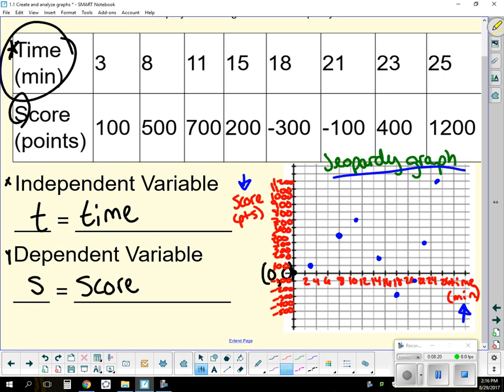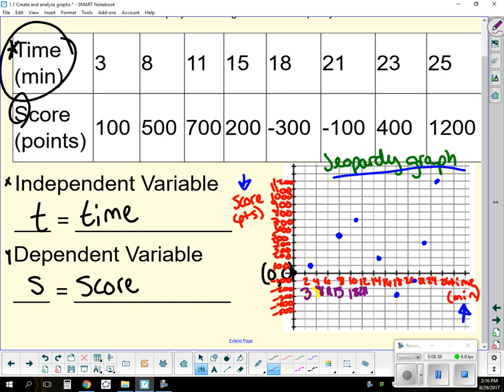And then I plotted my points. There they are, up and down. Make sure you did not label 3, 8, 11, 15, 18, 21. You can't count by those. You could not have put 3. Let me use a different color. You could not have done 3, 8, 11, 15, 18, 21.